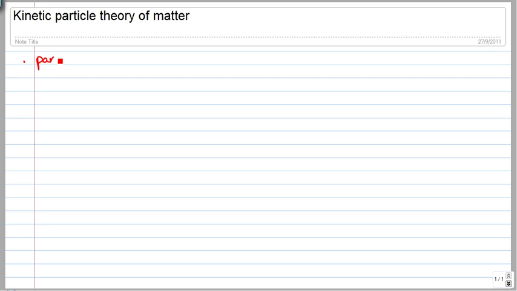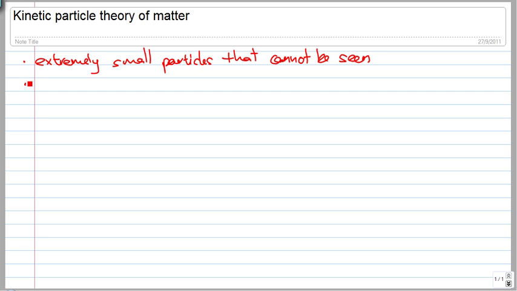matter is made up of very small particles that are too small to be seen. It is made up of extremely small particles that cannot be seen. Also, there are spaces between these particles of matter.